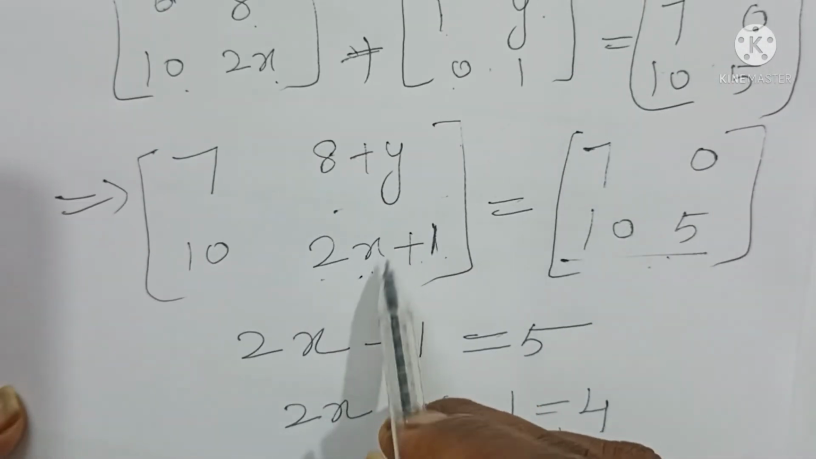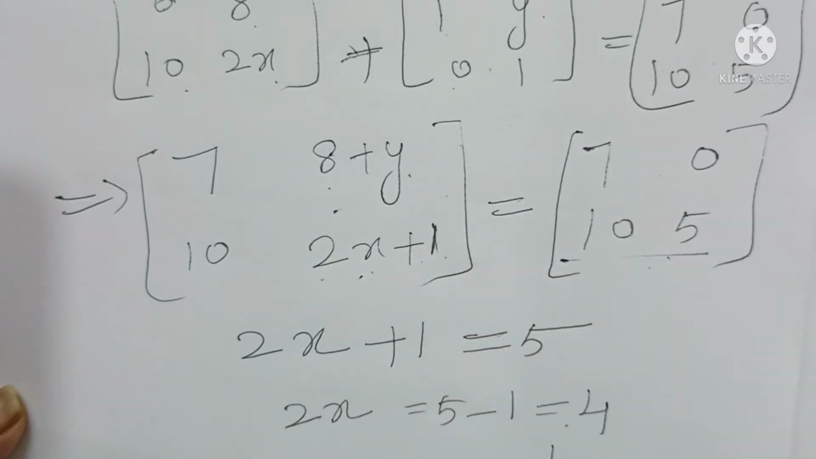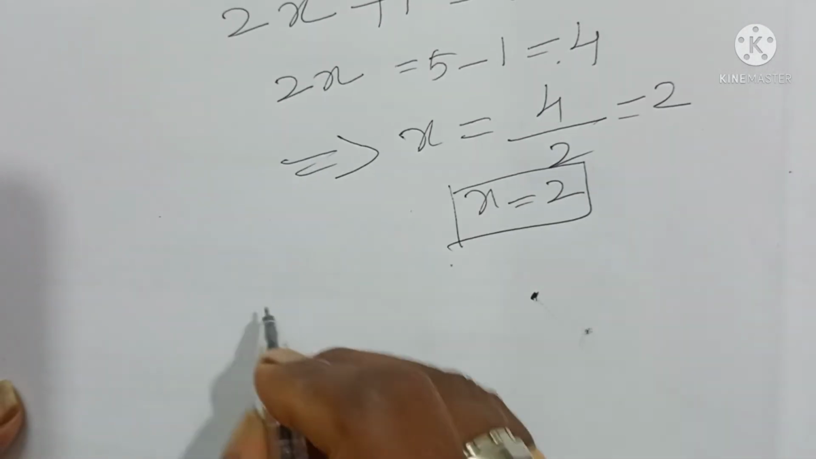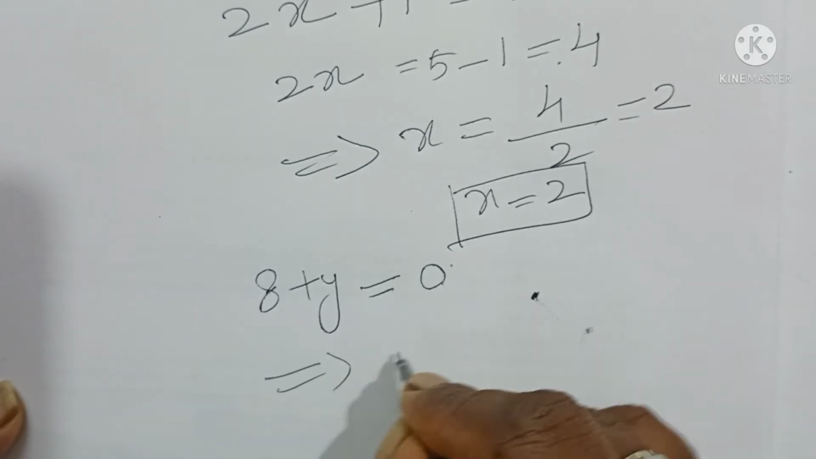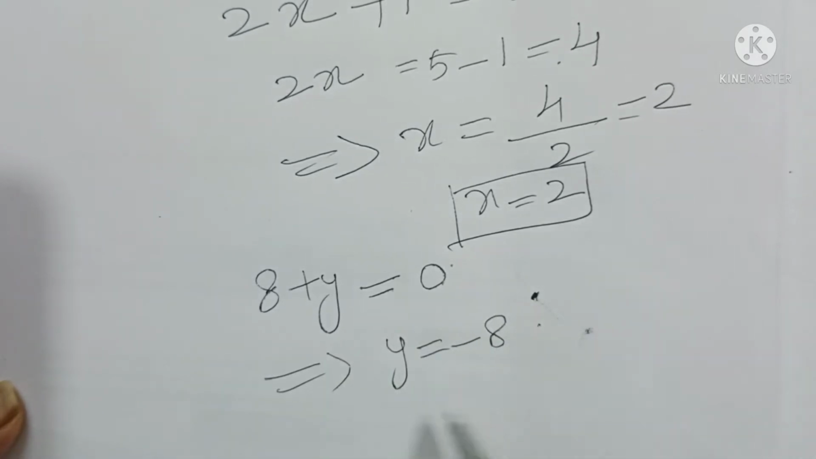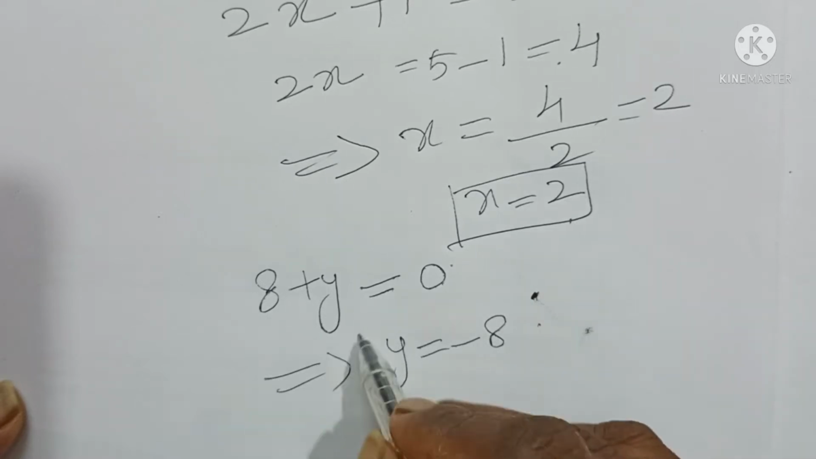You have to find y. So 8 plus y is equal to 0. Then you can find y from that. This implies y is equal to minus 8. So what is x? 2. What is y?